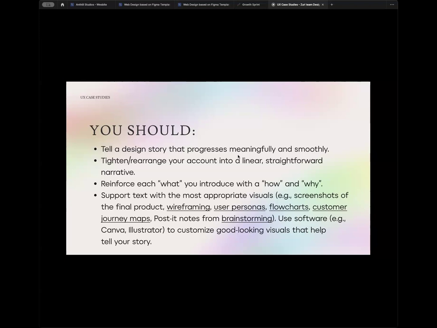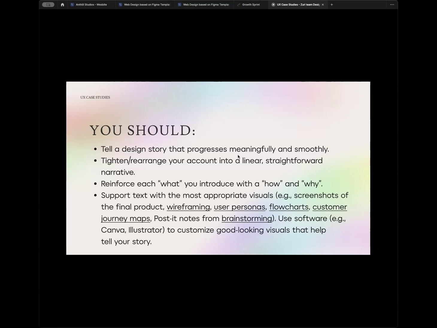Then support text with the most appropriate visuals. Now, we cannot emphasize this enough. I've seen a lot of case studies where people just try to make it fine or good looking, and then they are not using appropriate graphical representations. They just want to get something because it looks fine and it looks cool and makes their case study look nice. But that's not the point here, right?